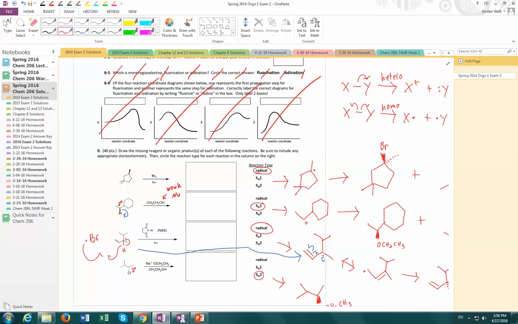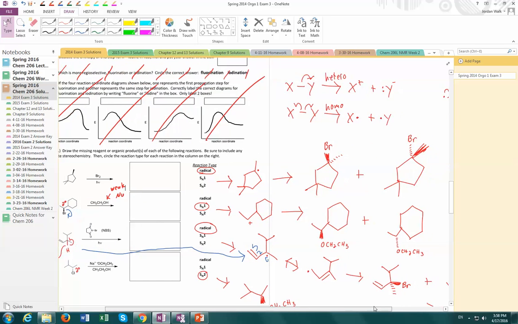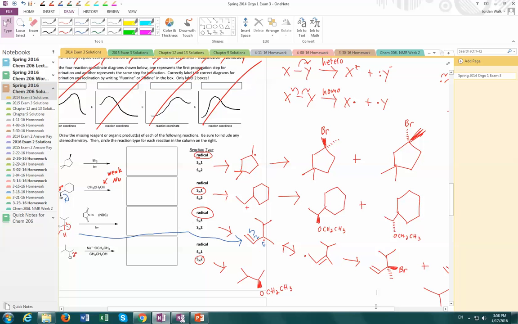And so that mechanism, of course, starts with heterolytic cleavage of the C-Br bond to give this carbocation. And so from there, what we're going to end up doing is adding our nucleophile to that carbocation from both the front and the back. And so we end up with these two products here.